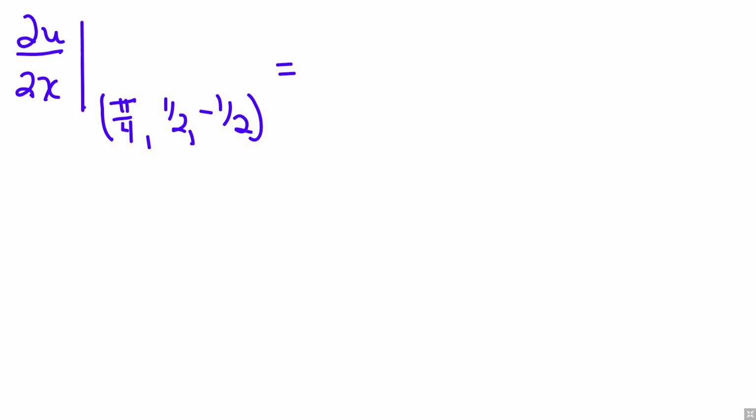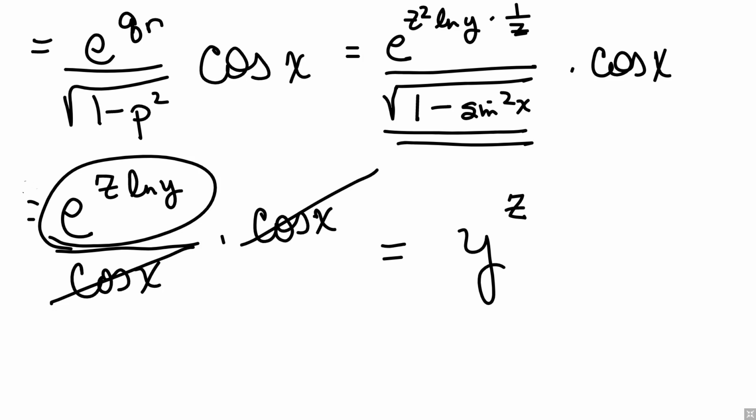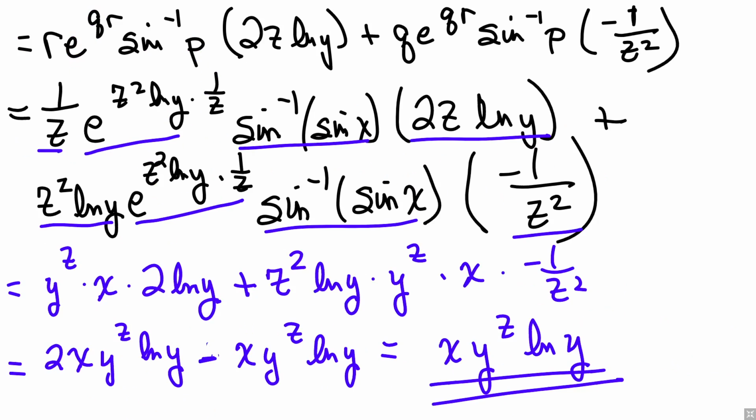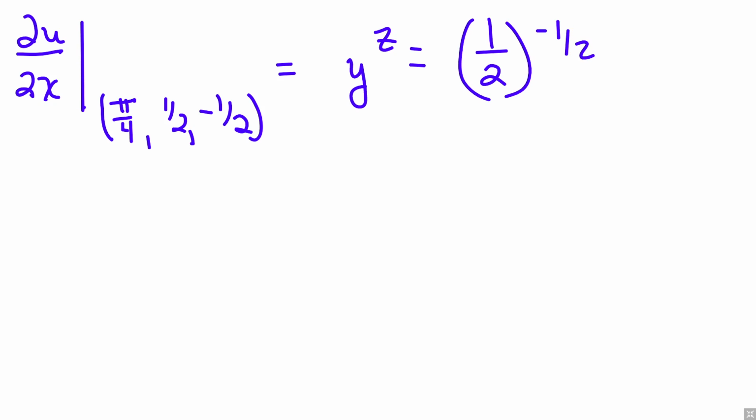Now, we said that the partial of u in respect to x was, I had to go back a few slides, one too many slides. We said it was y to the z. So we have this as y to the z. So basically it's going to be 1/2 raised to the negative 1/2, or simply 2 to the 1/2, or square root of 2. Any questions?